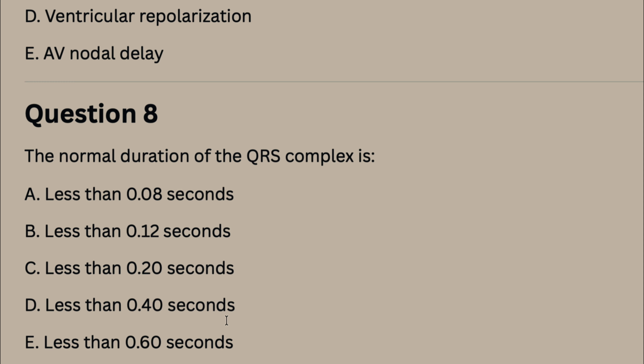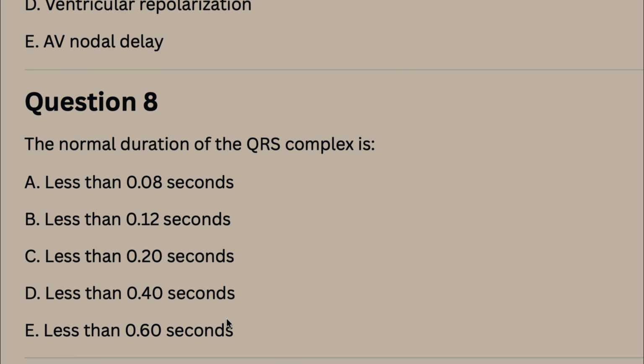Let's look at question 8. But before we look at question 8, let's think of what we learned from this. A high yield exam tip would be the QRS complex hides atrial repolarization, and that's why you don't normally see atrial repolarization on the ECG. Now, question 8 says the normal duration of the QRS complex is, and those are the options.